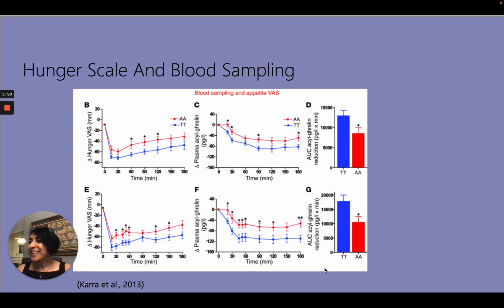So success. So we noticed, in the study, they noticed that meal ingestion suppressed ghrelin levels in the TT subjects.